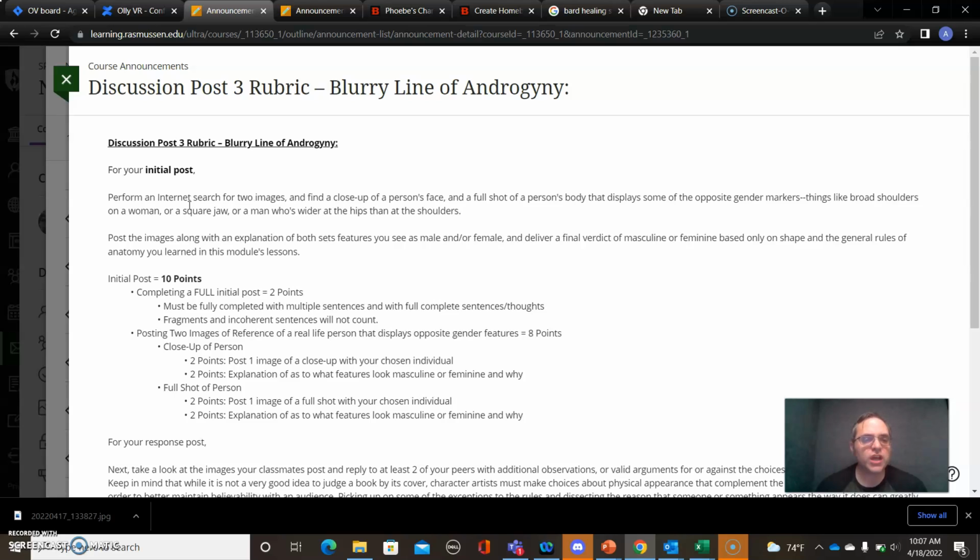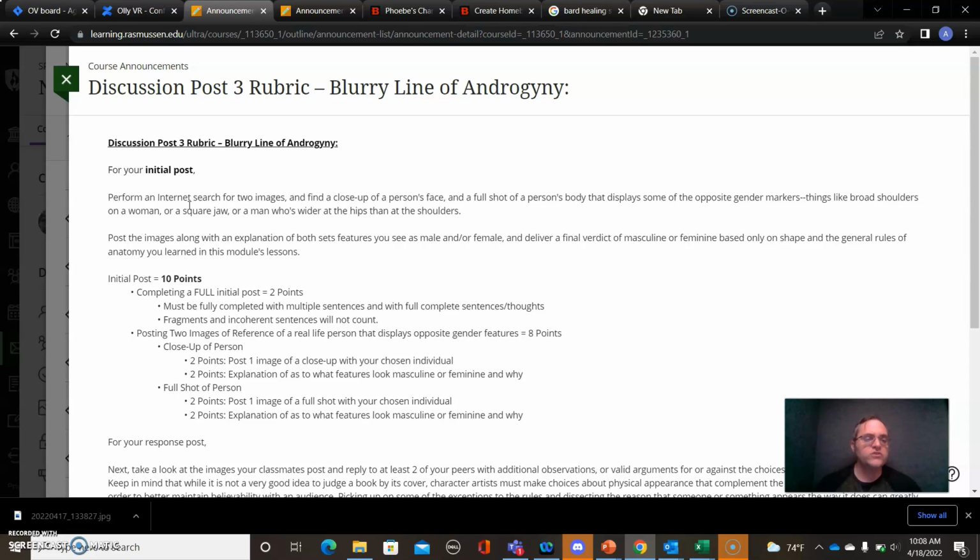For your initial post, I'd like you to internet search two images. Find a close-up of a person's face and a full shot of a person's body. They don't have to be the same person, but if you want to, you can, as long as it displays some opposite gender markers. You can use the same person from the close-up to the full body, but I'd like you, with at least a few sentences for each picture, to describe the features of the person that hold the opposite gender's features and what features they show. Give descriptions with examples and really go into detail. I'd like to see at least a paragraph for each image.